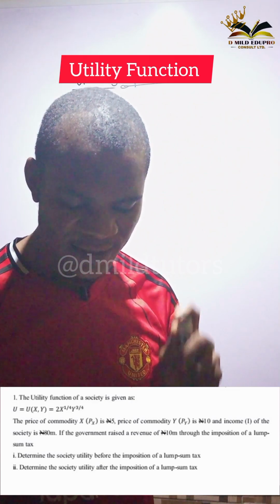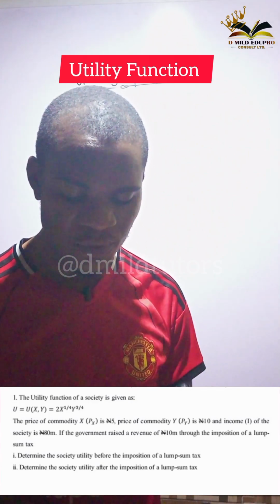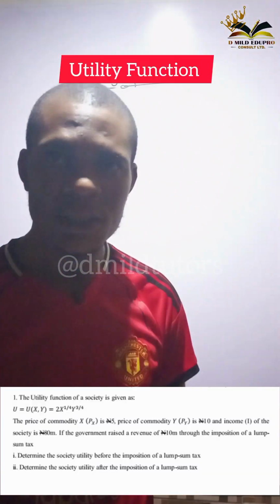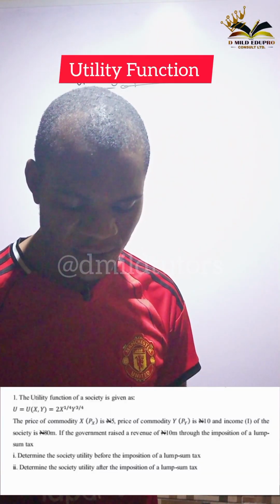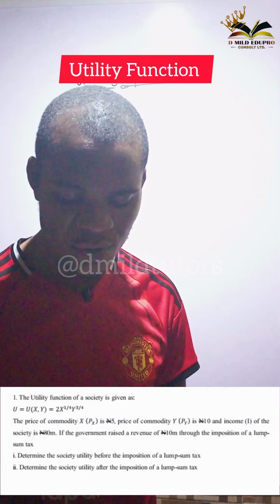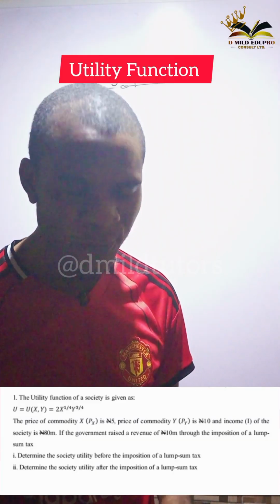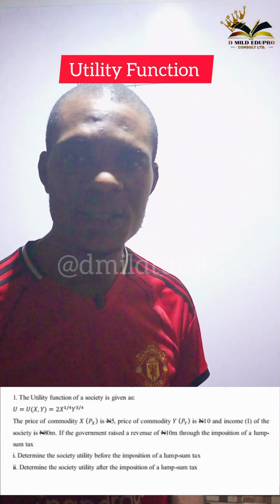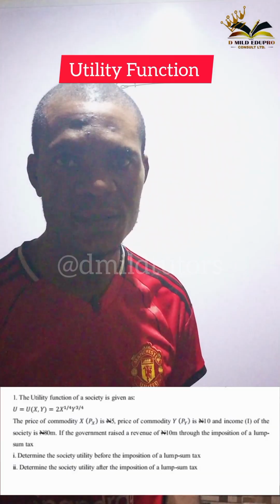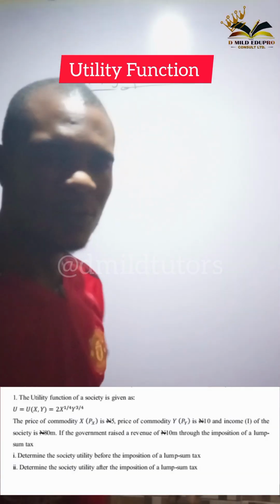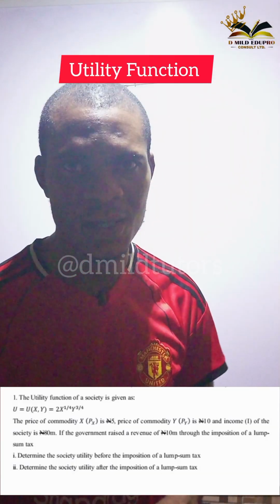If the government raised a revenue of 10 million through the imposition of a lump sum tax, the question is: determine the society utility before the imposition of a lump sum tax, and determine the society utility after the imposition of a lump sum tax. Is that okay? So I want you to sit back, relax while we go through this together. All right.